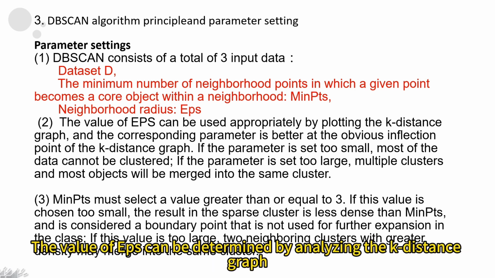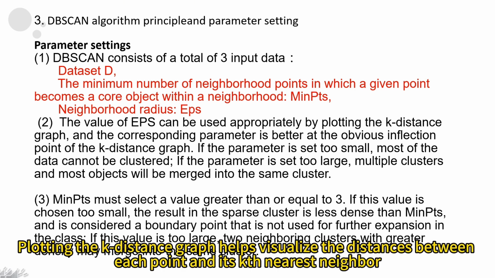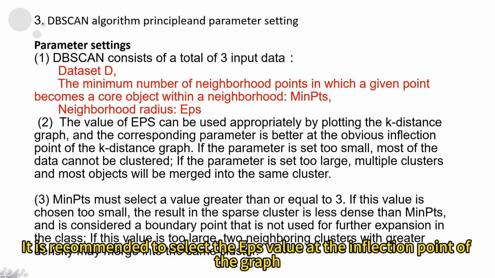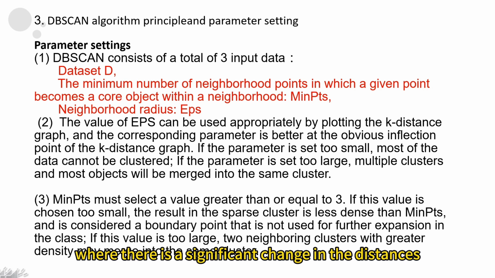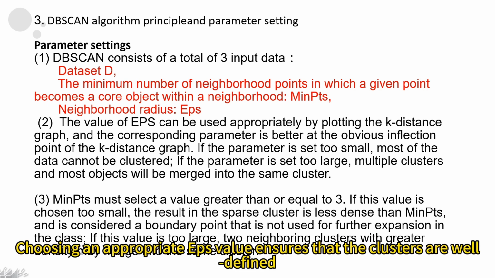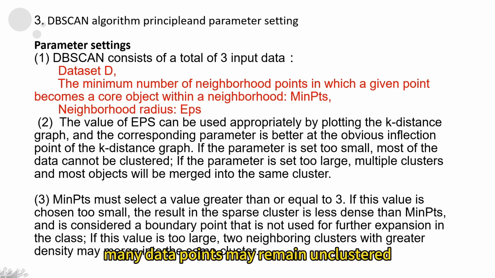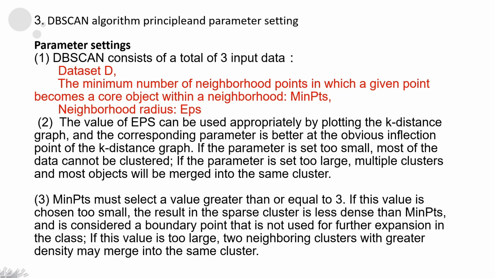The value of EPS can be determined by analyzing the k-distance graph. Plotting the k-distance graph helps visualize the distances between each point and its kth nearest neighbor. It is recommended to select the EPS value at the inflection point of the graph, where there is a significant change in the distances. Choosing an appropriate EPS value ensures that the clusters are well defined. If EPS is set too small, many data points may remain unclustered. On the other hand, if EPS is set too large, multiple clusters may merge, resulting in fewer distinct clusters.